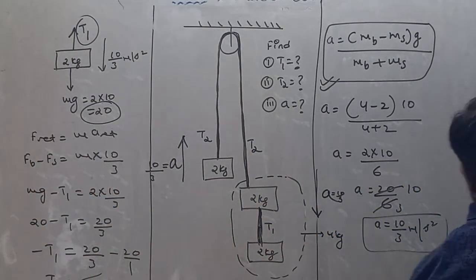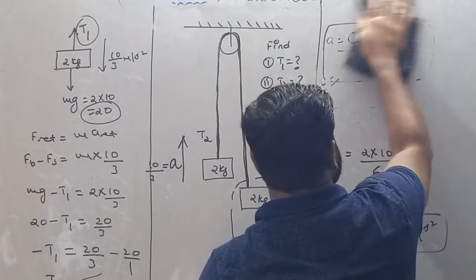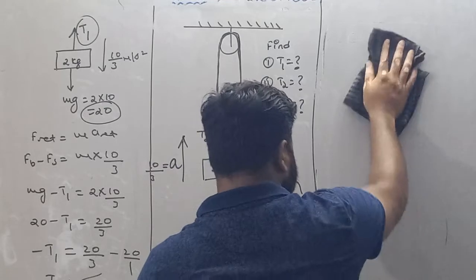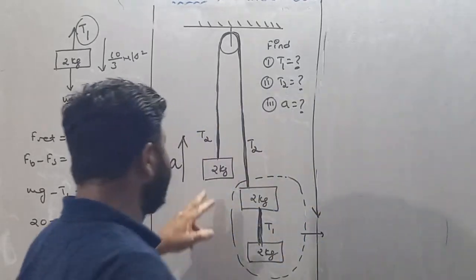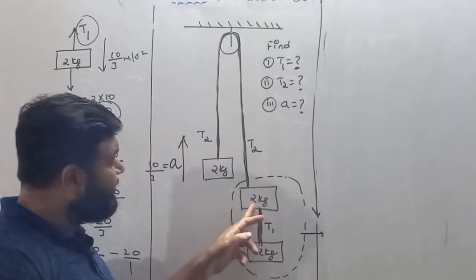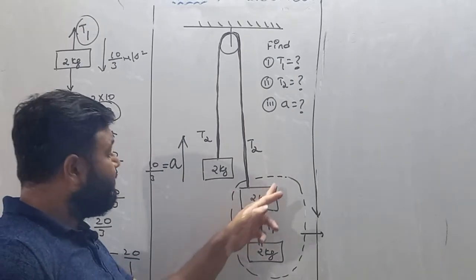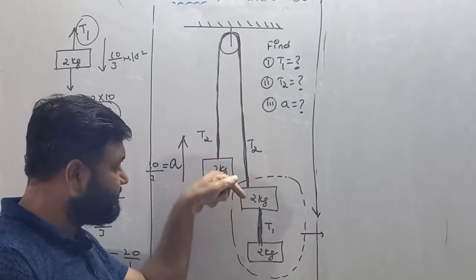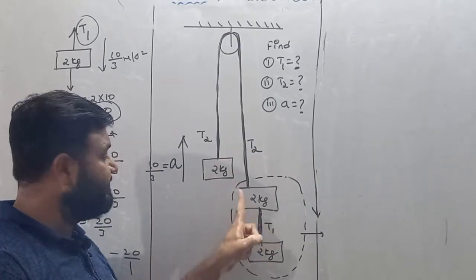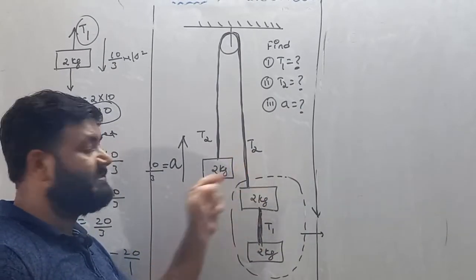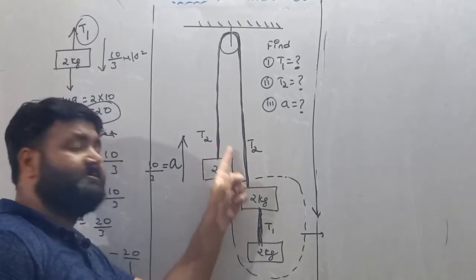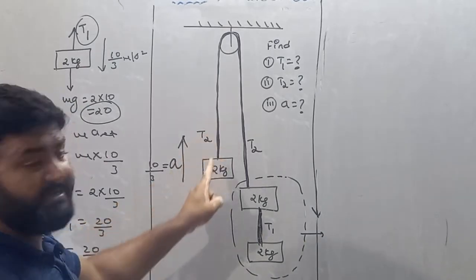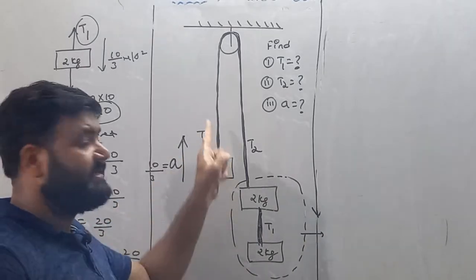Moving forward, my dear student, if you wish to find T2, then draw the FBD. For finding T2, you have to draw the FBD of this block, or you can make the FBD of this block as well. But if you are making the FBD of this block, then you have two different tensions. One is in the downward direction, that is T1, and the other is in this direction, that is T2. But if you prefer this 2 kg FBD, then only one tension is acting on this 2 kg, it is T2.